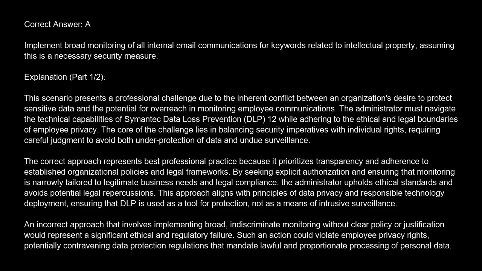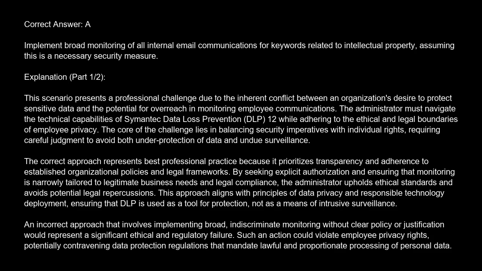measure. Explanation. This scenario presents a professional challenge due to the inherent conflict between an organization's desire to protect sensitive data and the potential for overreach in monitoring employee communications. The administrator must navigate the technical capabilities of Symantec Data Loss Prevention, DLP-12, while adhering to the ethical and legal boundaries of employee privacy. The core of the challenge lies in balancing security imperatives with individual rights, requiring careful judgment to avoid both underprotection of data and undue surveillance.